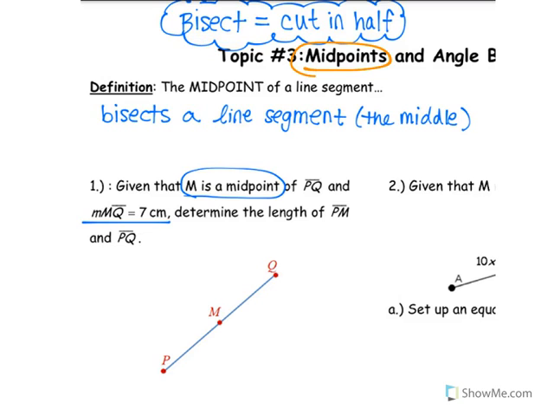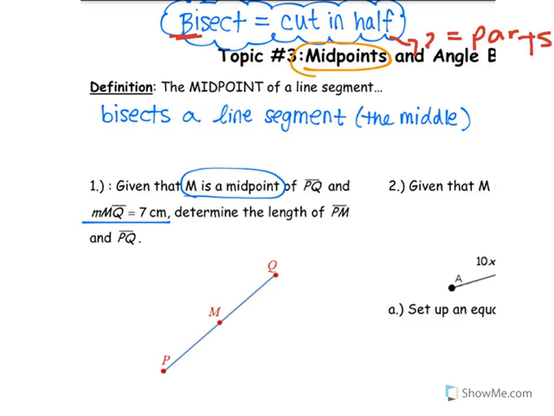And another part of this word that jumps out at me is the word bi, right? Because when we think of bi, that means 2. So when I'm cutting it in half, really what I'm doing is cutting something into 2 equal parts. Okay, that's what it means to bisect something.